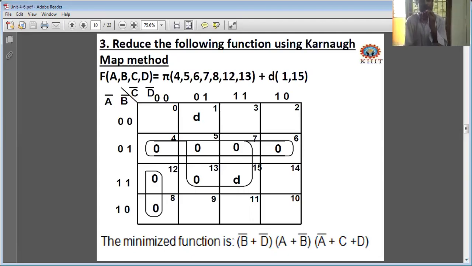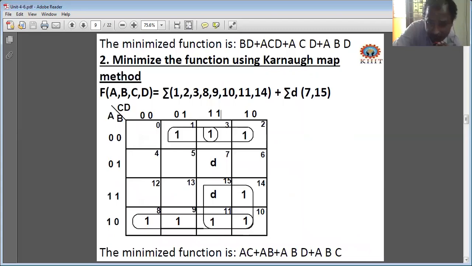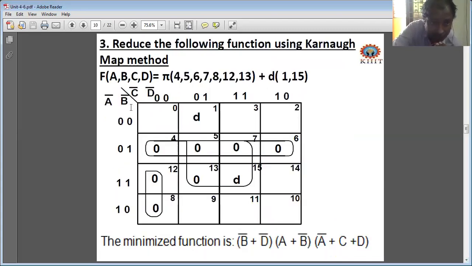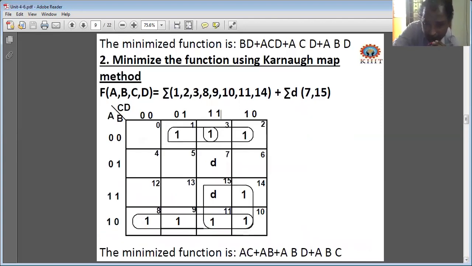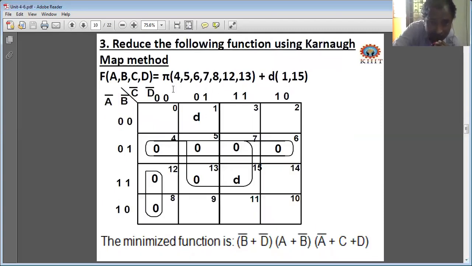Reduce the following function using the Karnaugh map method. That is F(A, B, C, D) equal to product of maxterms, pi of 4, 5, 6, 7, 8, 10, 12, 13 plus don't cares 1, 15. So similarly here, but in this case it is pi, not sigma as previously. Here pi means you take A bar, B bar, C bar, D. And put zeros, whereas previously you put ones. Wherever the 4, 5, 6, 7, 8, 12, 13 places, put zeros. At the 1 and 15 places, put the don't cares.